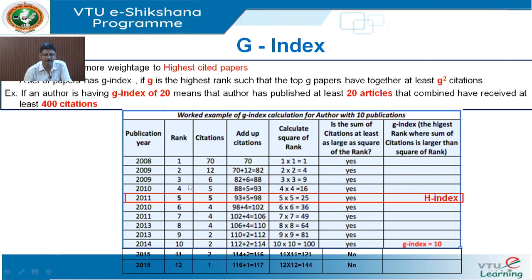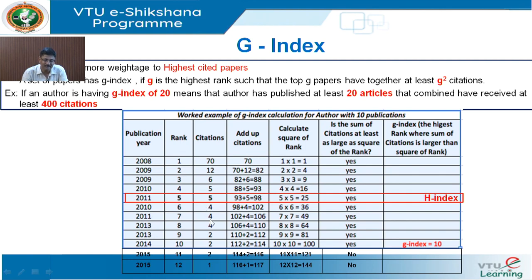In this example, the author has published one paper, which has got 70 citations, so the cumulative is 70. Then one paper with 12 citations, so the total is 82. The third paper has 6 citations, making 88. Then 4 and 5 citations, making 93, and then 98 cumulative. As far as the H index goes, it stops here because the 5th paper has 5 citations, and all other papers before it have 5 or more. So his H index stops here.